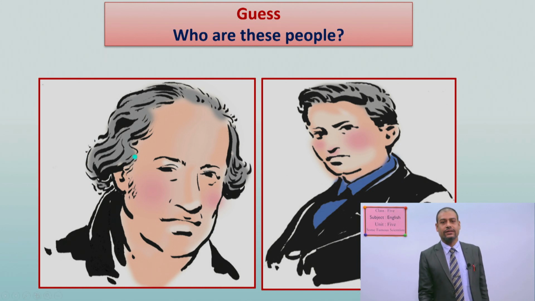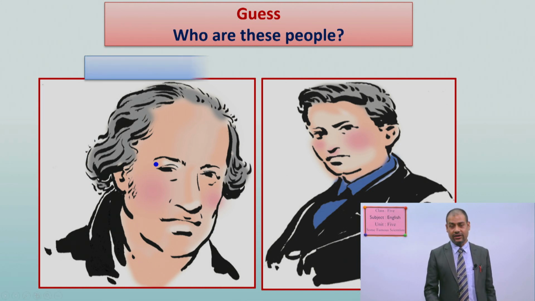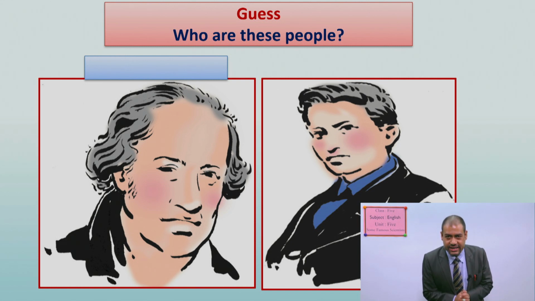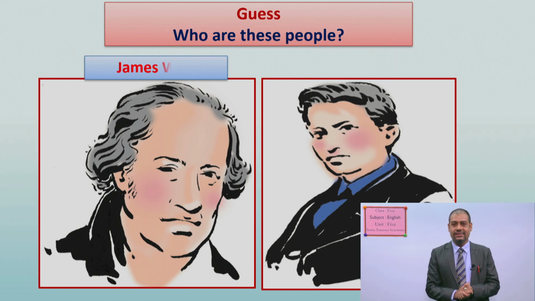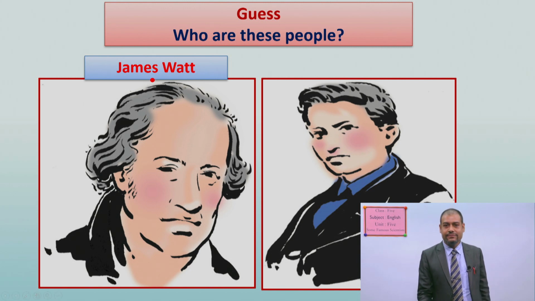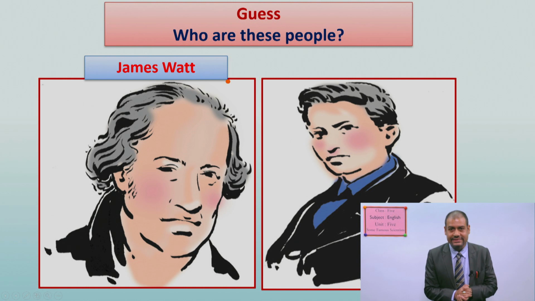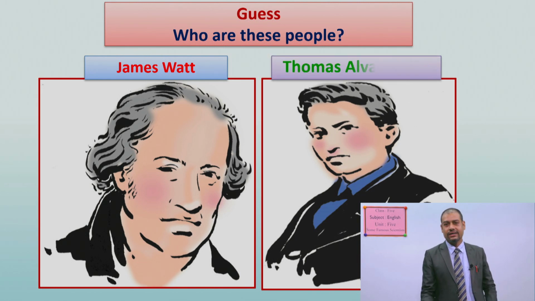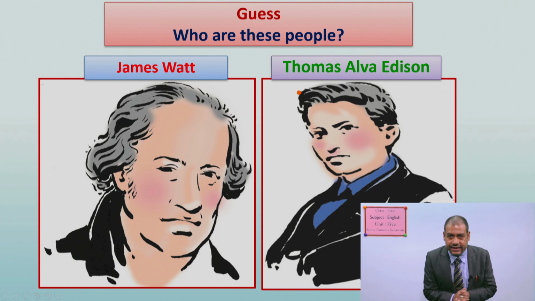Now, I want to show you. The first picture, still you can tell me, what is his name? Look. Yes, his name is James Watt. Have you ever heard his name, James Watt? Maybe you might have heard, but you might not have thought about him, okay? So you will know later about him. Likewise, you can check the name of the second picture, and his name is Thomas Alva Edison.